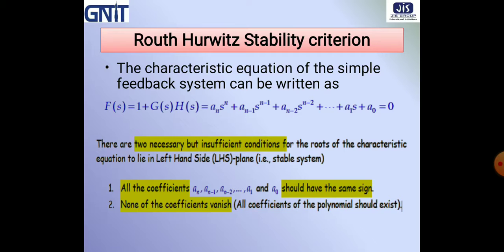Now there are two necessary and sufficient conditions for the roots of the characteristics equation to lie in the left half of S plane, and we already know that left half of S plane is called stable region. So the two necessary and sufficient conditions are: all the coefficients of this particular equation, that is a_n, a_(n-1), a_(n-2), like this up to a_0, have the same sign, and none of the coefficients vanishes.